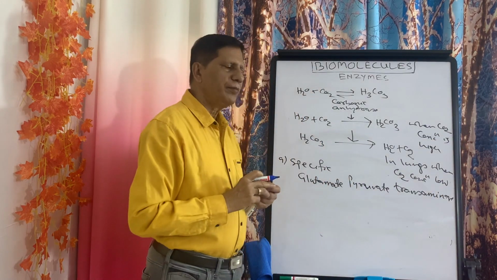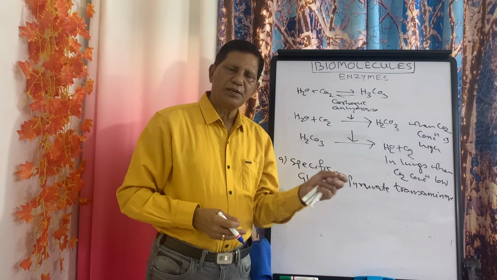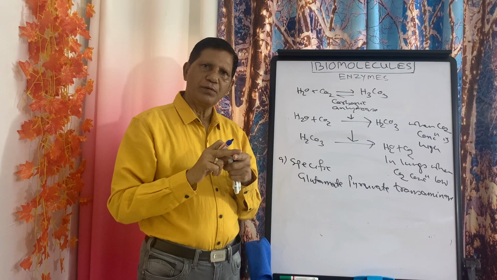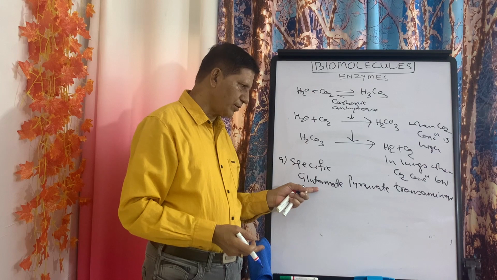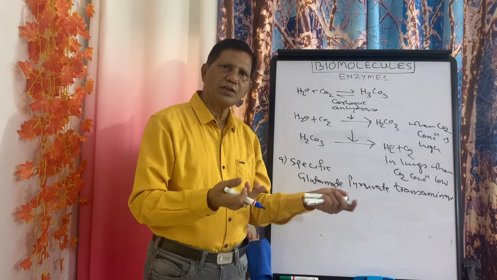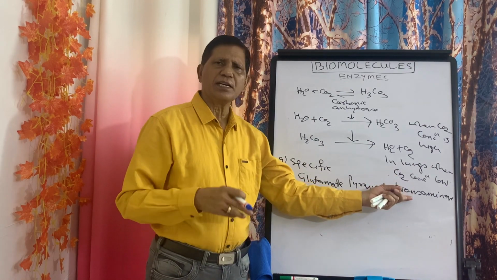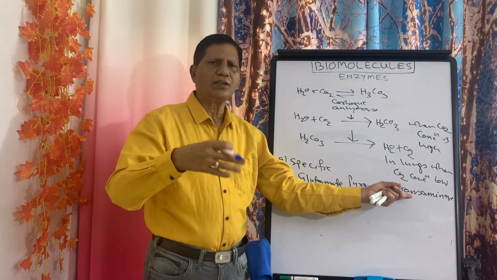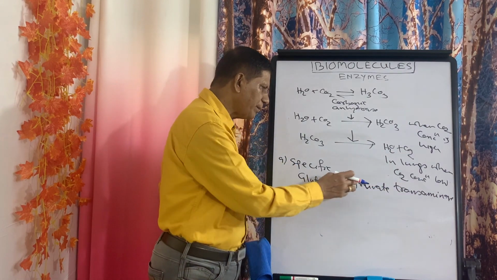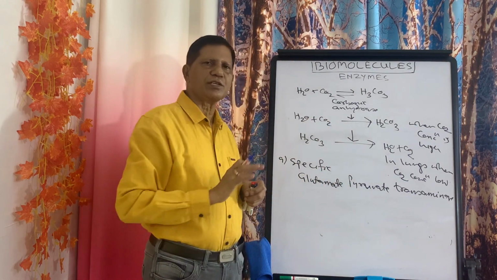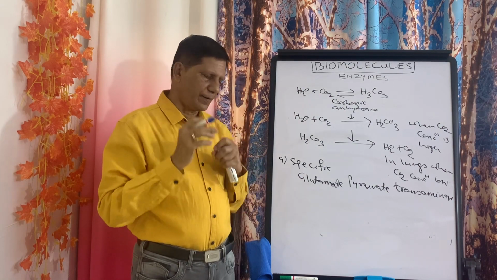Now from the name, you can guess what type of function it is carrying out. Transaminase means it will only transfer an amino group. Again, from what to what? From glutamic acid or glutamate, which is an amino acid, to pyruvic acid, which is an organic acid. That means this enzyme cannot transfer any other group. It cannot transfer phosphate or hydrogen or any other group. It will only transfer the amino group. And again, the name glutamate pyruvate means from glutamate to pyruvic acid it will transfer, not from any other thing. That is its specific nature.